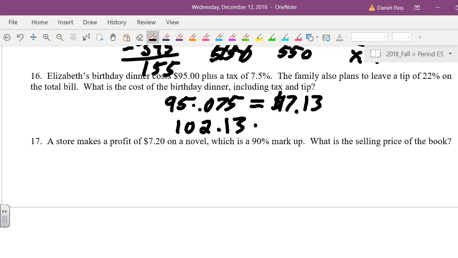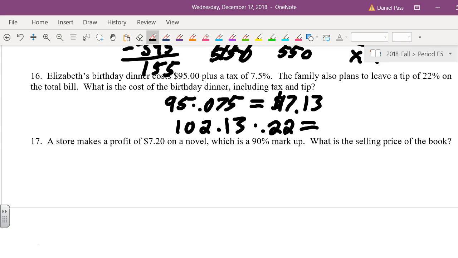0.22, 22 percent. Holy Batman. He's got Batman stuff he's wearing.